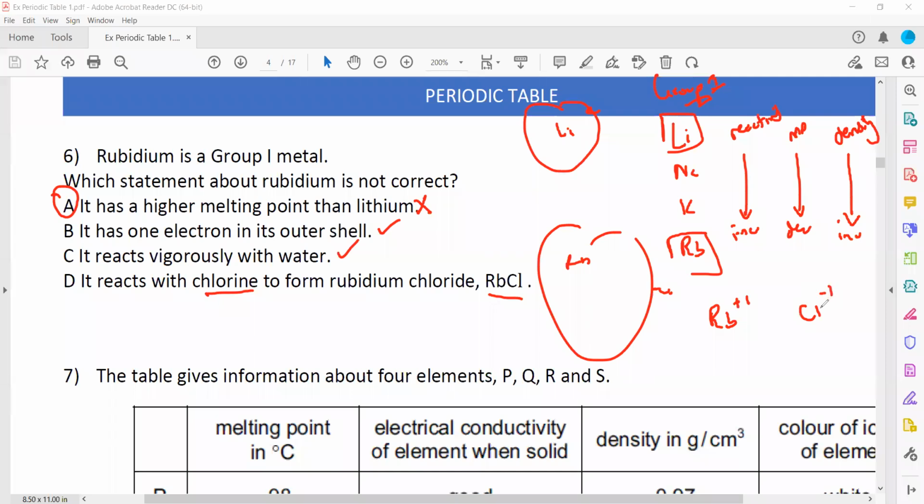Chlorine belongs to group 7, which has a valency of -1. So when we cross multiply, rubidium chloride will be RbCl. So that is a correct formula. So A is the right answer, which is not the correct statement. The rest of the statements are all correct. Is it clear?